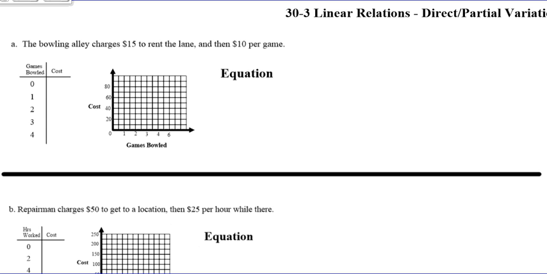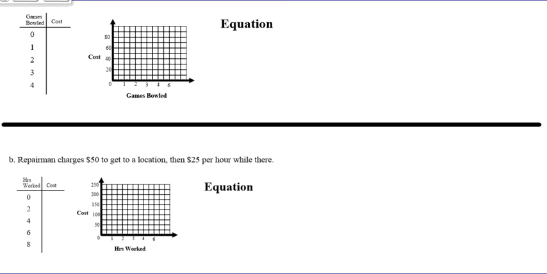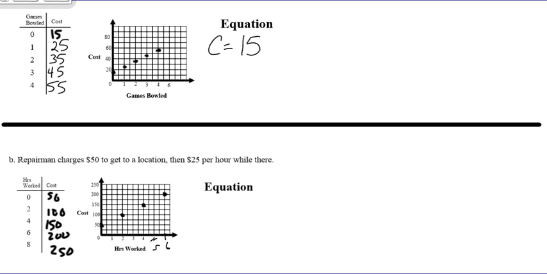On page 3 and 4, again, I haven't filled in all the data, so bear with me. I've got to quickly put that in, and then we'll keep going. Okay, so our equation for bowling, if you recall, the cost to bowl was $15 plus $10 per game. Well, let's calculate the slope of this graph.